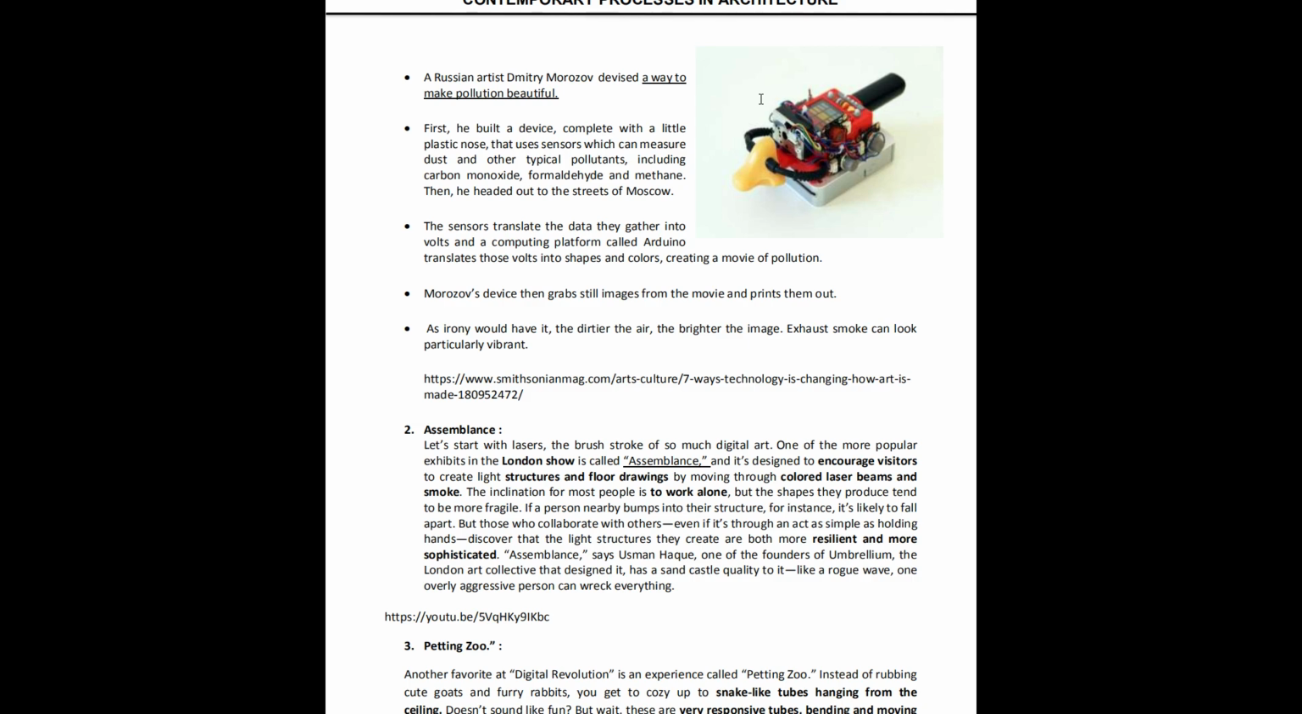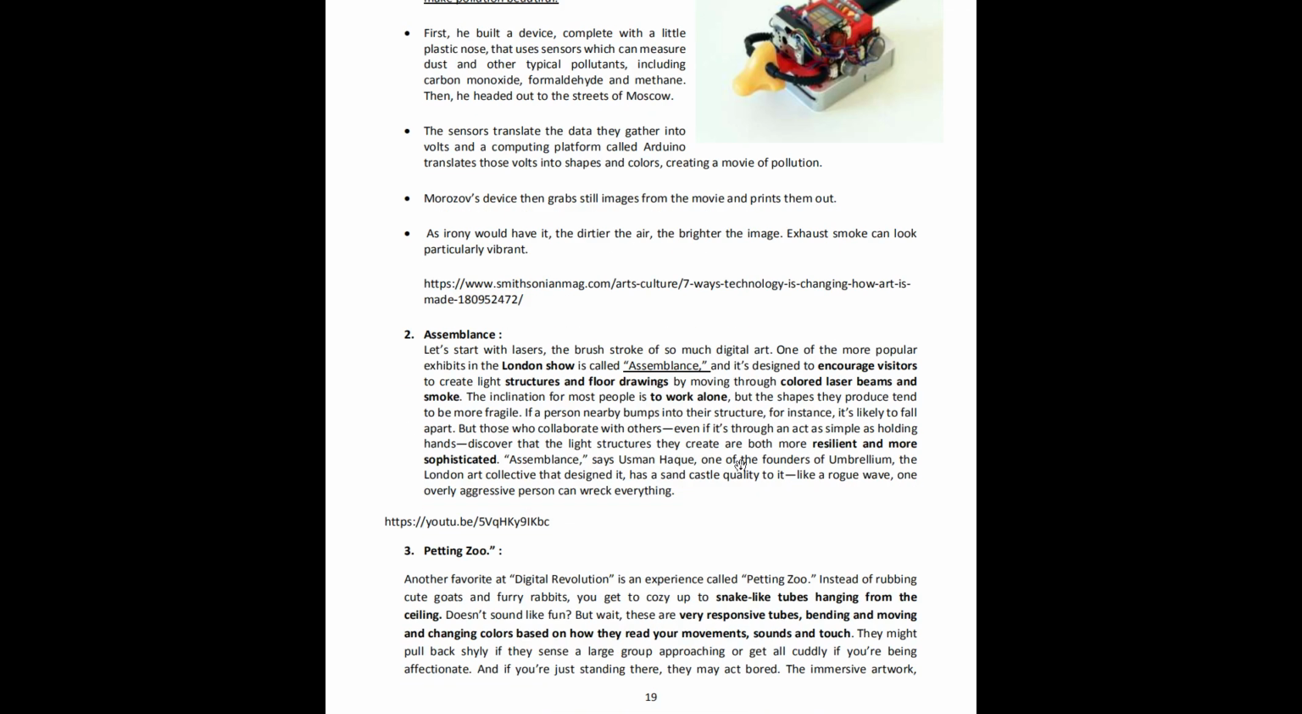Now, if you see the second one, it's called Assemblance. Assemblance is a way of interactive zone which we make people walk through. It's there in London. If we can see Assemblance here, I'll show you. We've got a small video which shows Assemblance here.